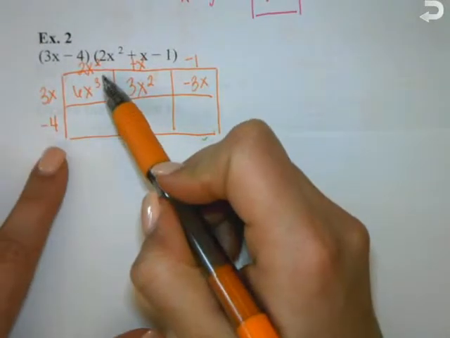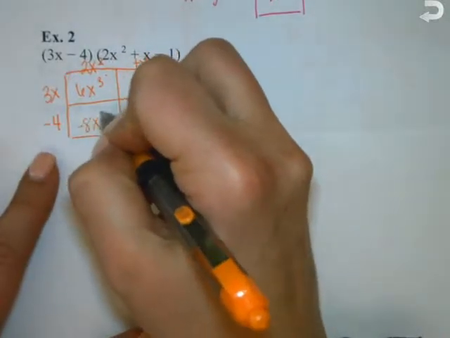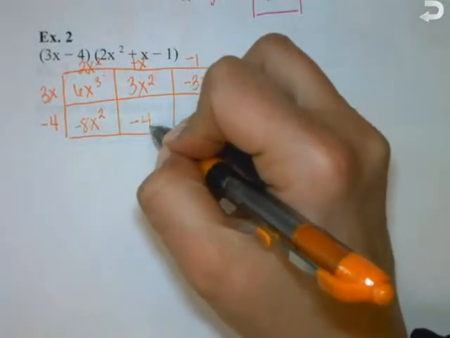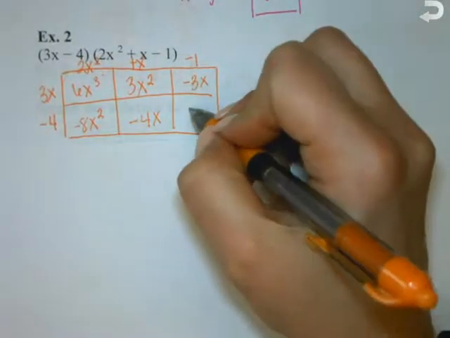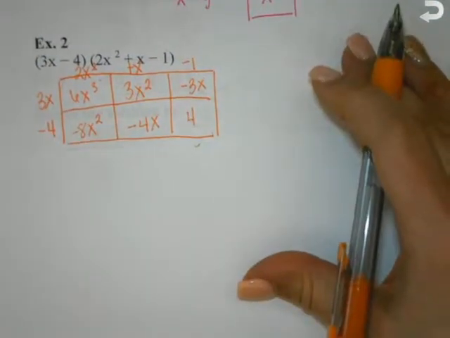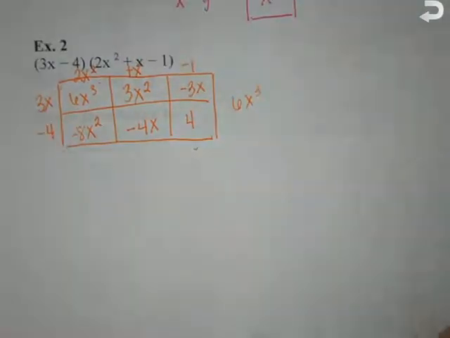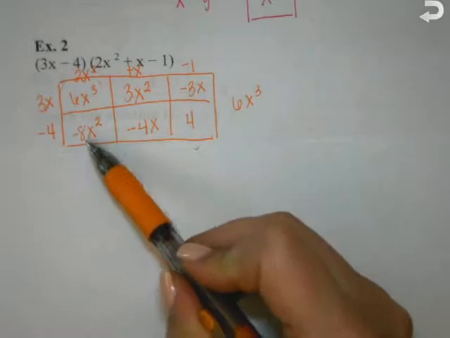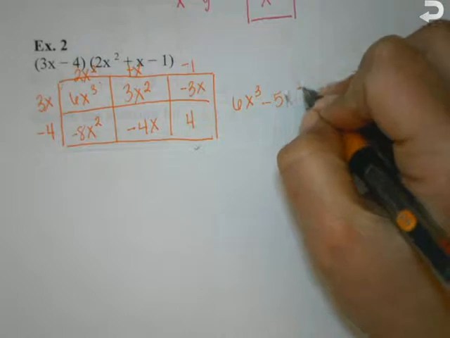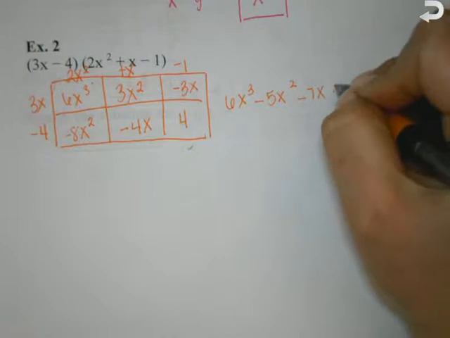Let's do the bottom. Negative 4 times 2x squared, what's that give me? Good, negative 8x squared. Negative 4 times x. Negative 4. Thank you, negative 4x. And negative 4 times negative 1? Positive 4. What is our last step? Combine like terms. 6x cubed does not have a like term, so that's all you can do there. Negative 8x squared plus 3x squared, what's that give you? Negative 5x squared. Perfect. Negative 4x minus 3x? Negative 7x. And then plus 4.